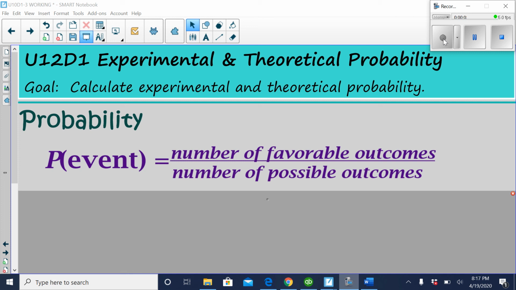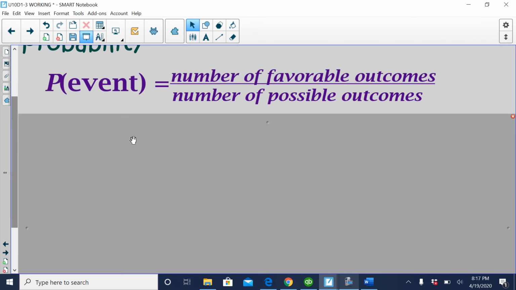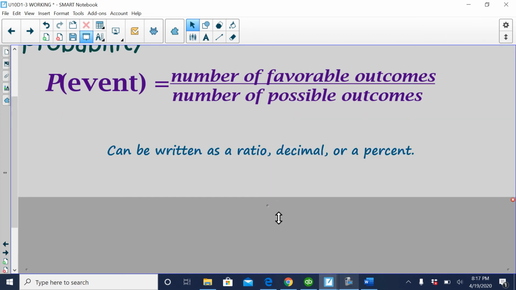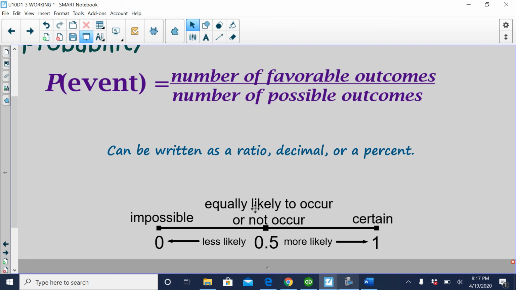Okay, so just a review from last week, the probability of an event occurring would be the number of favorable outcomes, so whatever we're looking for, over the number of possible outcomes, kind of like your total. When we talk about probability, you can have your answer written as a ratio, meaning a fraction, a decimal, or a percentage. When we look at those numbers, if they're written as decimals, what we talk about is it's on a scale of 0 to 1.